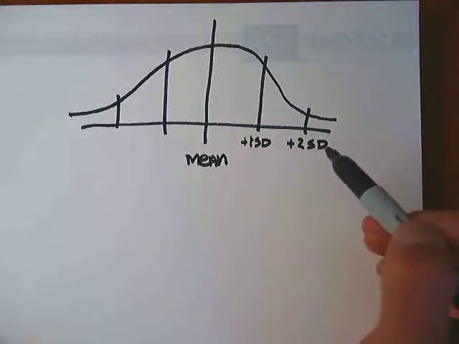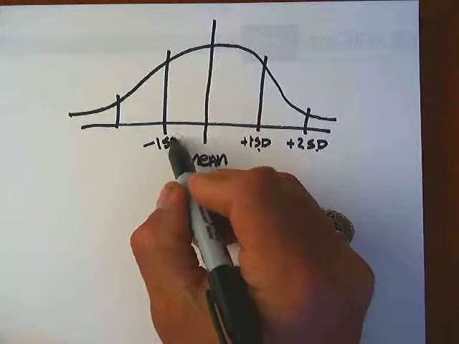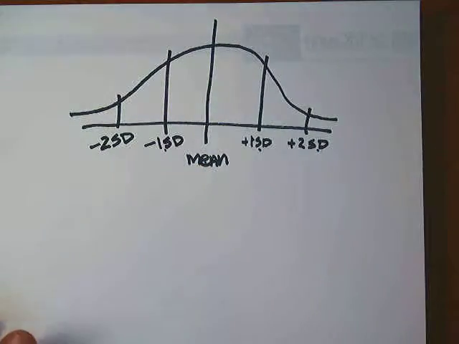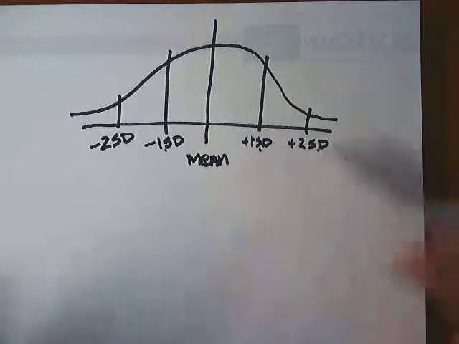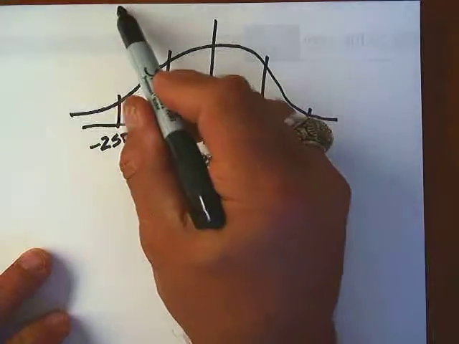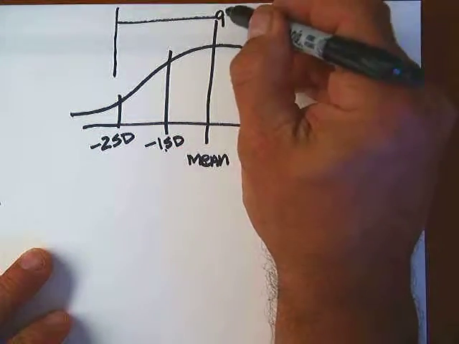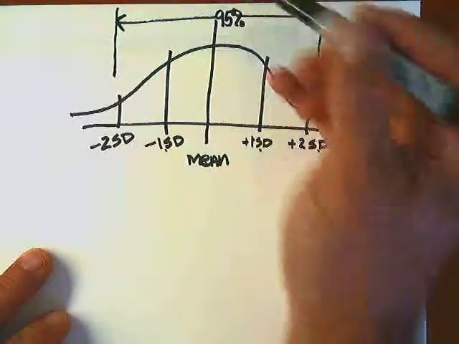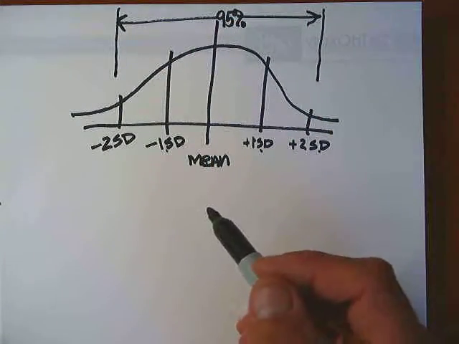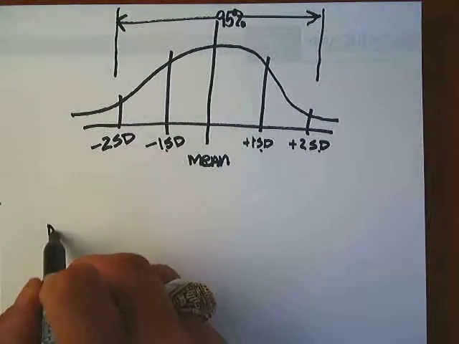And the way that you find it, in other words, here's your mean, plus one standard deviation, plus two standard deviations. So whatever our standard deviation is, we add it to the mean and then add it again. Going to the left, you subtract the standard deviation from the mean and you subtract it again. So you've got one and two standard deviations to the right, one and two to the left. It is symmetrical. And 95% of the population will fall between two standard deviations. This is your empirical rule.